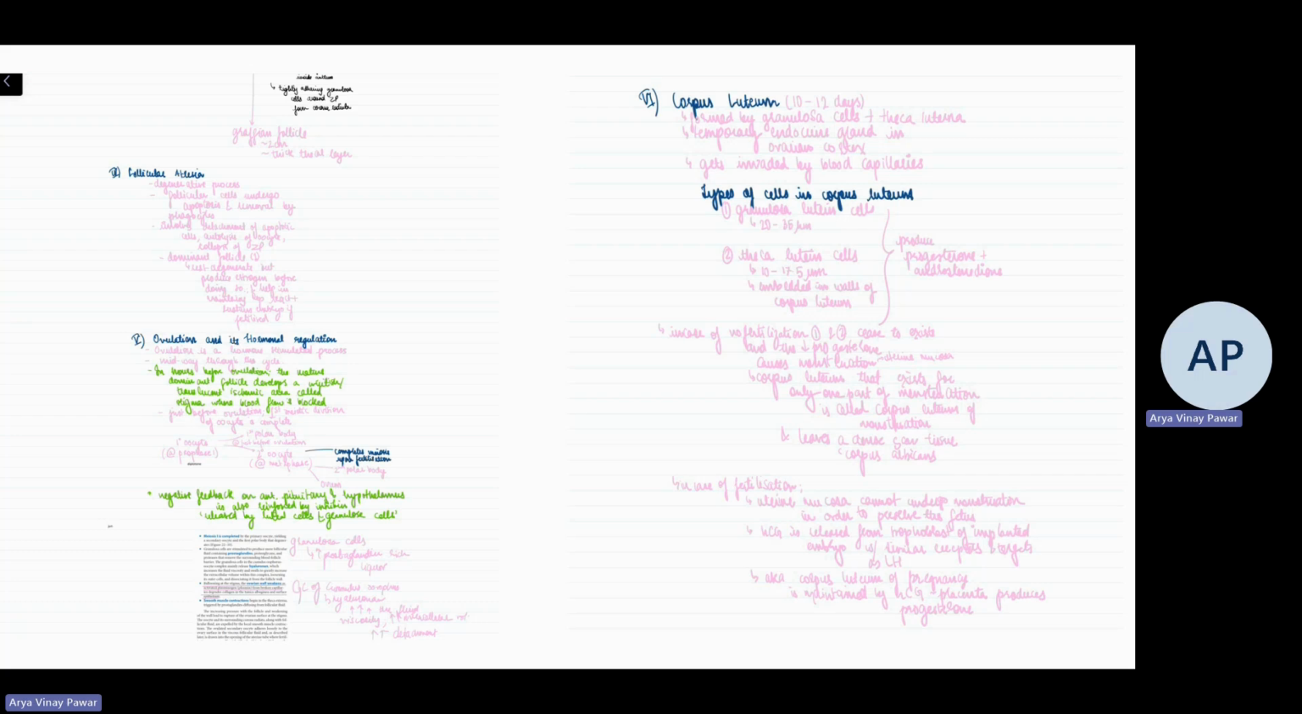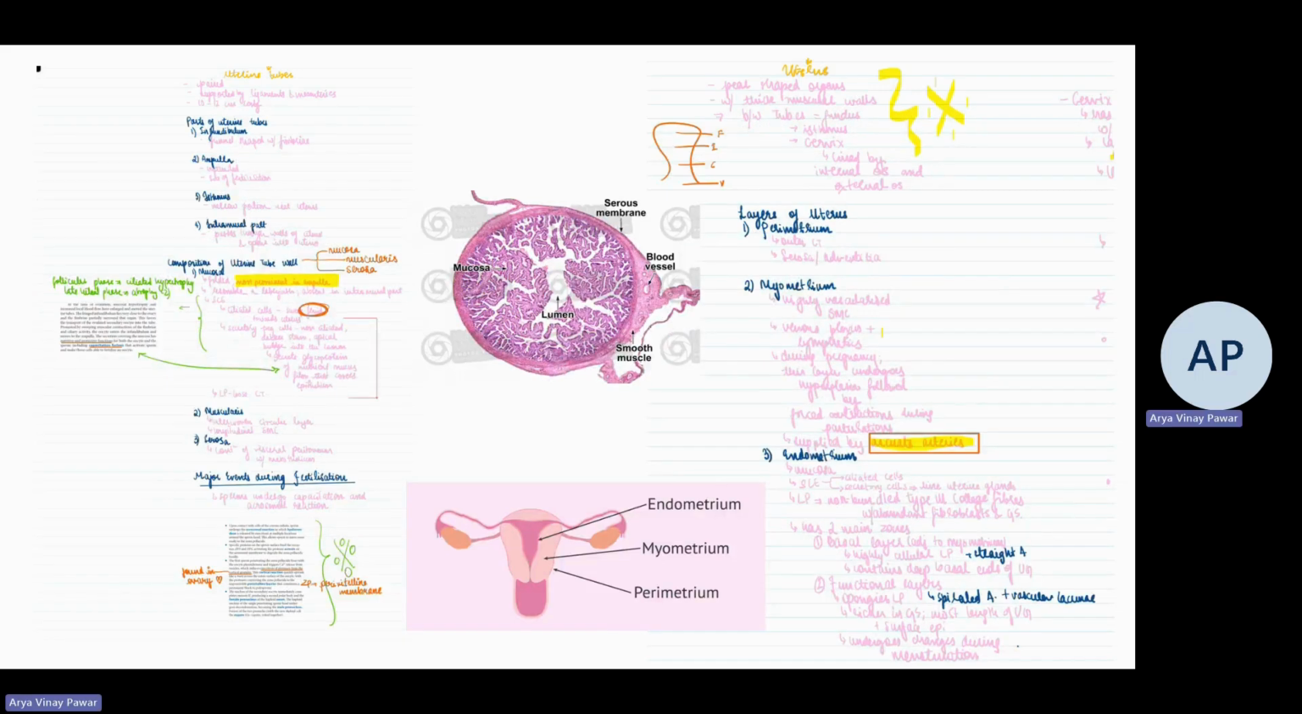In case of fertilization, as we know, these cells secrete progesterone and estrogen. It helps maintain pregnancy up until the placenta is formed. And if fertilization does not occur, the progesterone levels drop, which causes the blood vessels to spasm and results in menstruation. So that's about it.